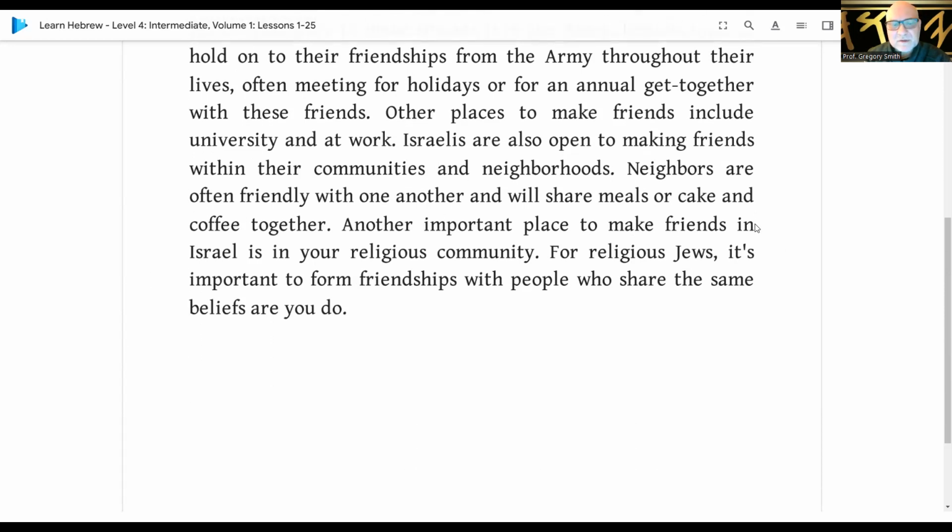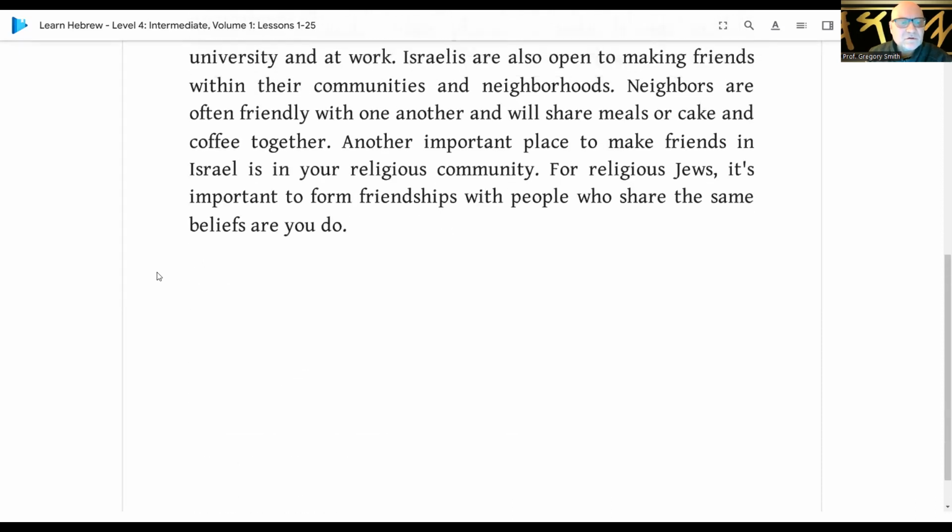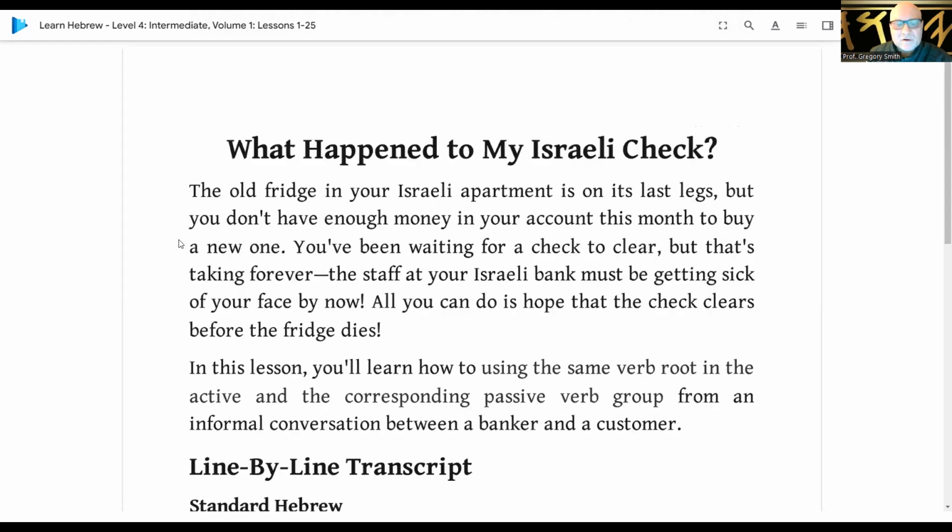Another important place to make friends in Israel is in your religious community. For religious Jews, it's important to form relationships with people who share the same beliefs as you do, who share the same beliefs. I think probably they meant to put as you do. Probably a typo.